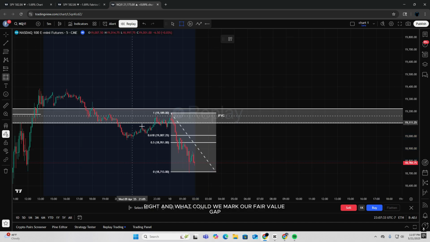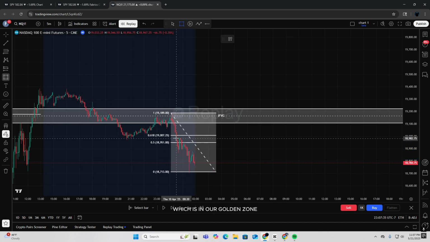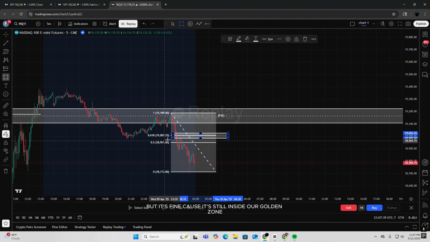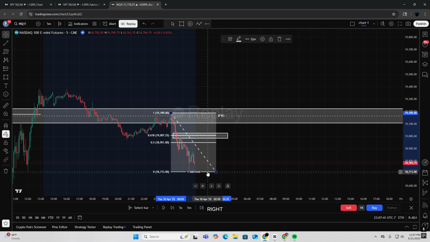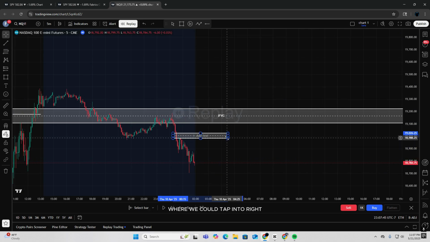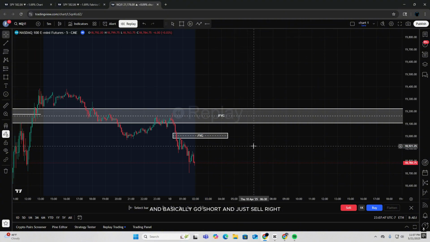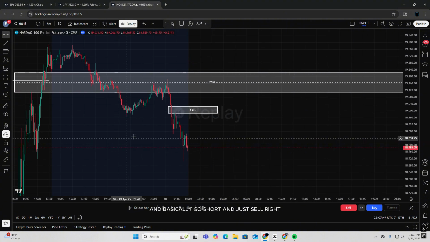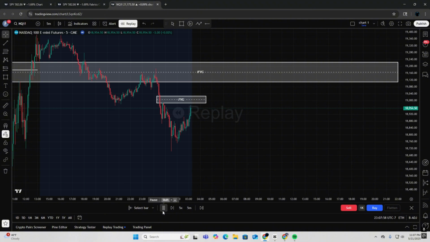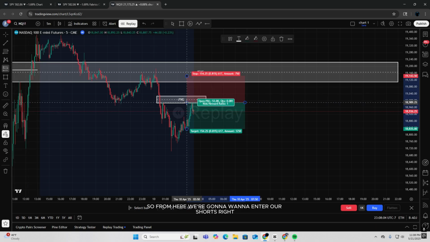And what could we mark? Our fair value gap, which is in our golden zone, right here. This is a little bit out of our golden zone too, but it's fine because it's still inside our golden zone. So now we have that 5 minute fair value gap where we could tap into and basically go short and just sell. So let's wait for our setup to hit our entry. We already saw that we got tapped in, so from here, we're going to want to enter our shorts.